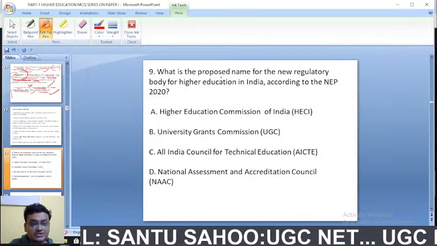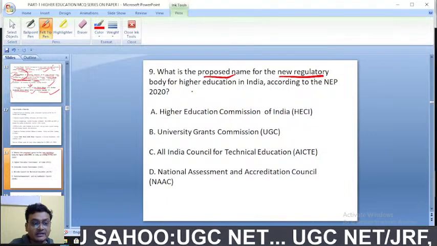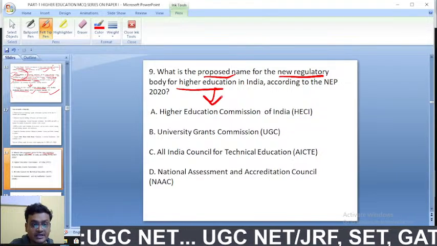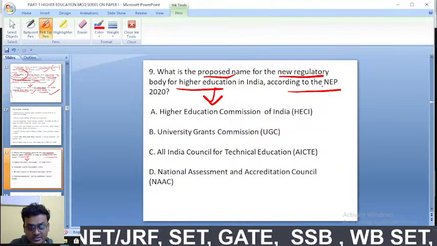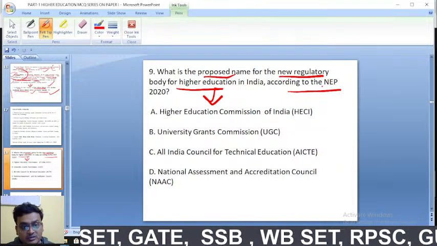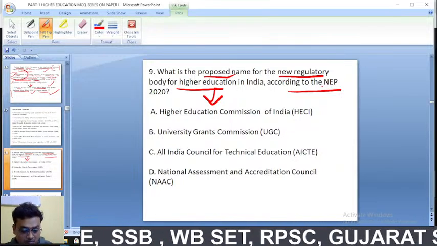What is the proposed name for the new regulatory body for higher education in India according to the new education policy of 2020? Proposed name for the new regulatory body.